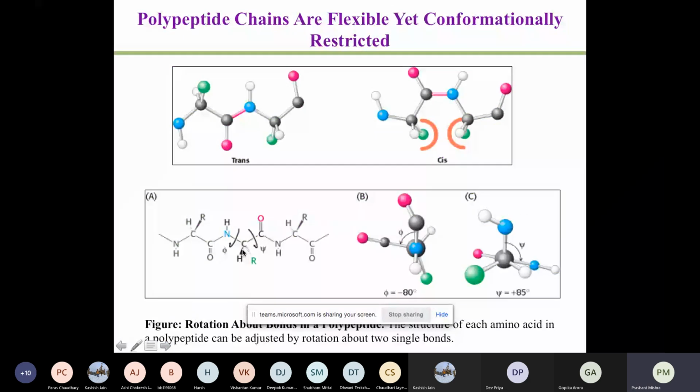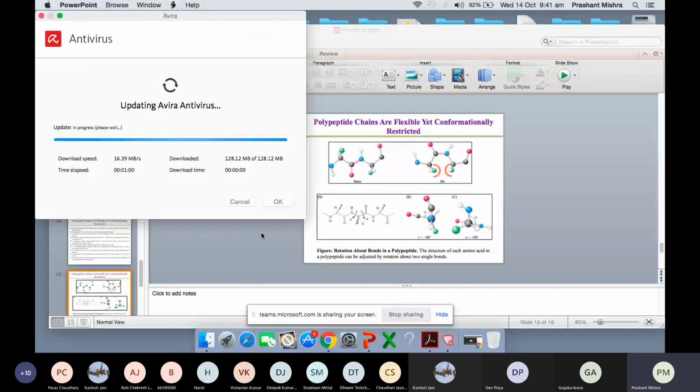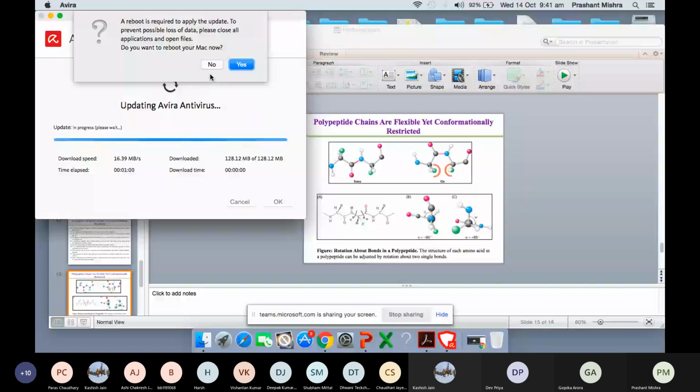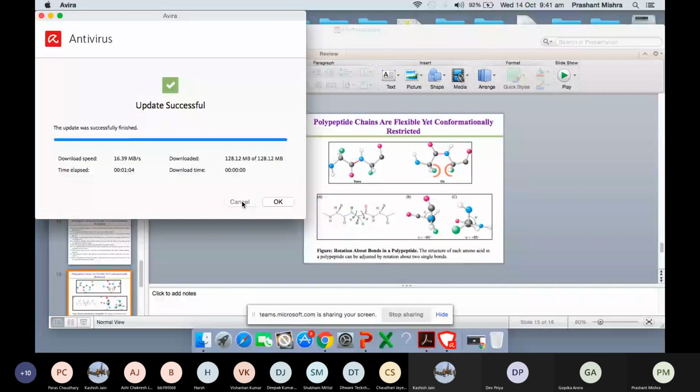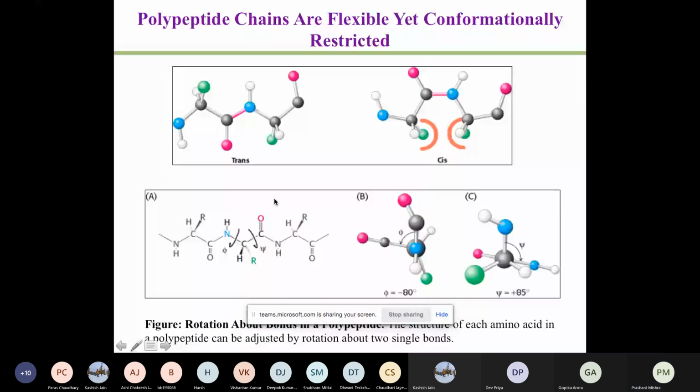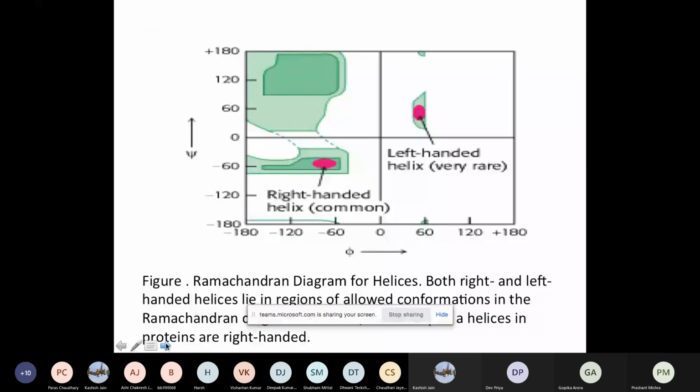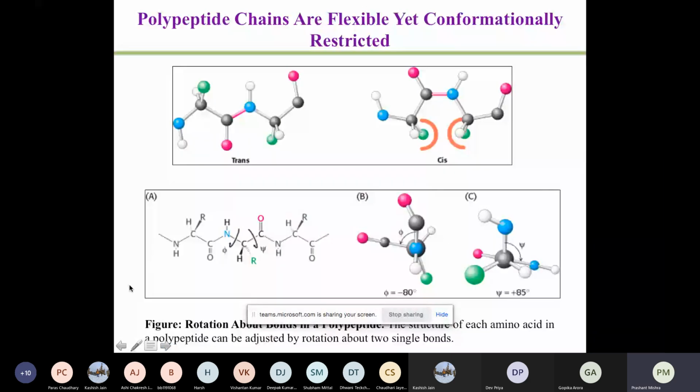So the one between the carbonyl group and N is called phi, and the one between the carbonyl group and the carbon bond is known as psi. So these angles are rotating, and that's why you have different types of folding patterns in the protein. Okay, before we discuss this, let us further discuss the phi and psi angle.